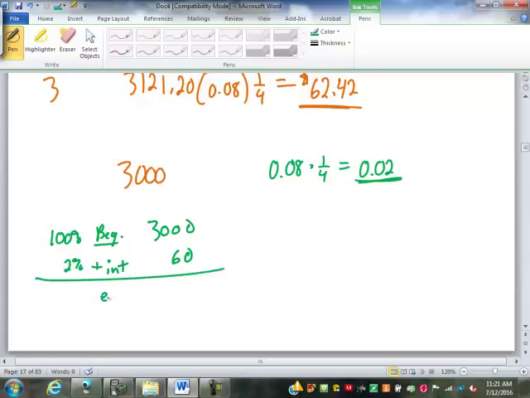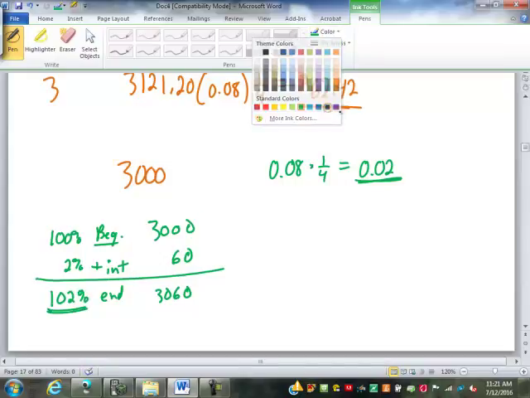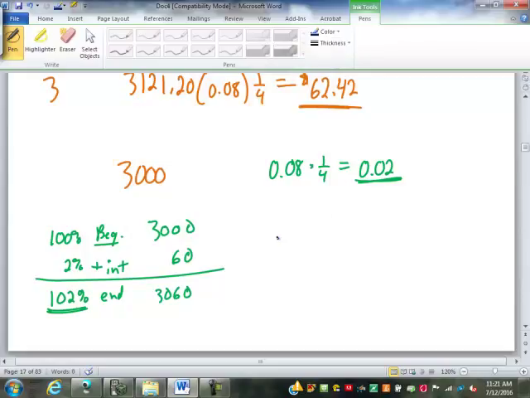My ending balance, which was $3,060, what percent is that ending balance? Well, 100 plus 2 is 102. Let's see if that works. If I took my $3,000 and I found 102%, in other words, I'm going to multiply by what? 1.02. I get 3,060.